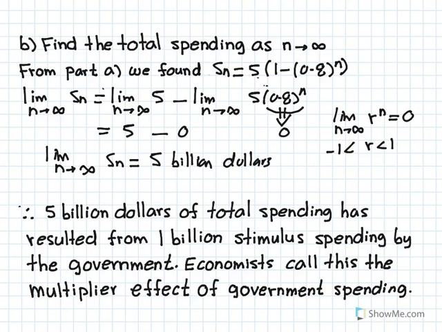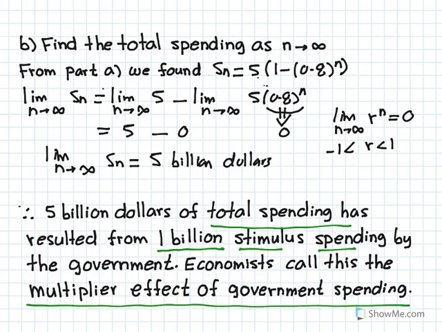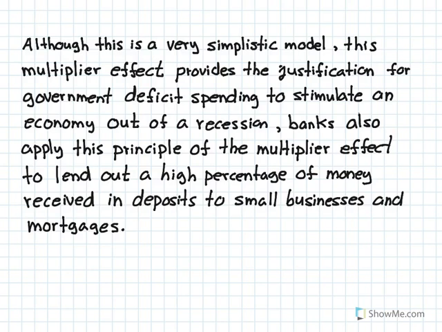So the big picture is $5 billion of total spending has resulted from $1 billion of government stimulus spending, and economists call this the multiplier effect of government spending. That's how they justify it. So although this is a very simplistic model, this multiplier effect provides a justification for government deficit spending to stimulate an economy out of a recession.